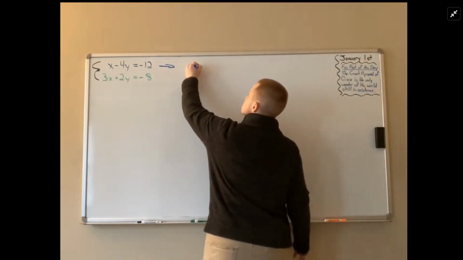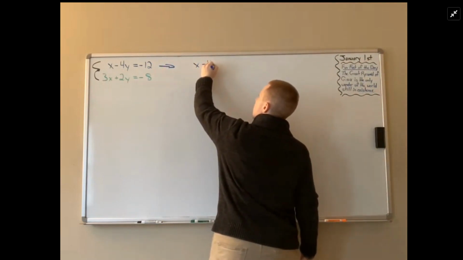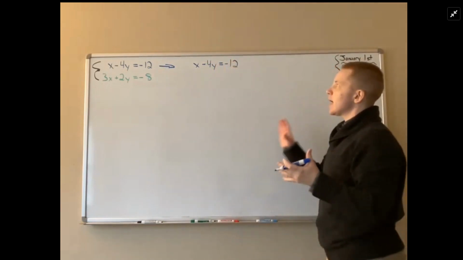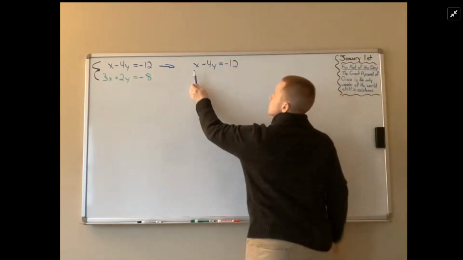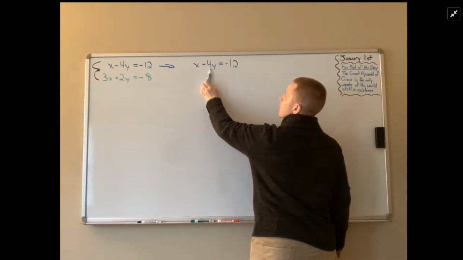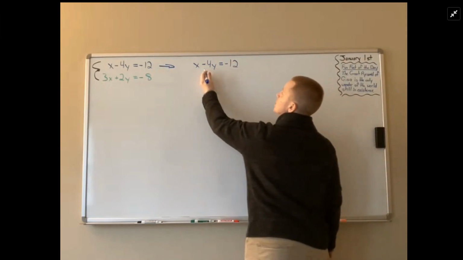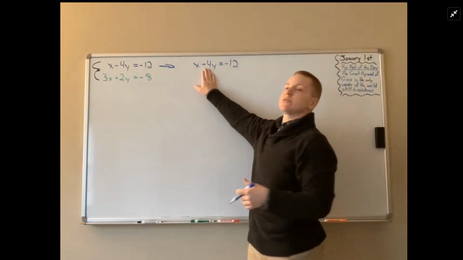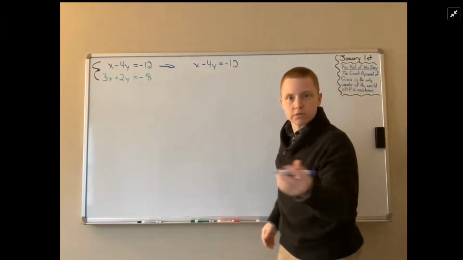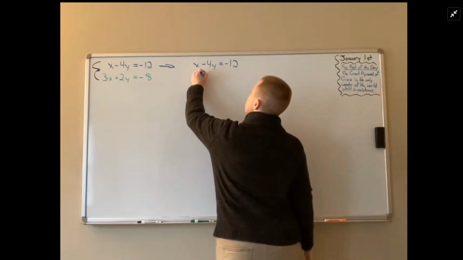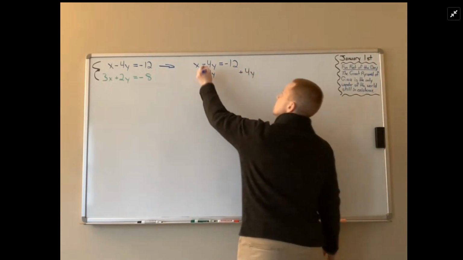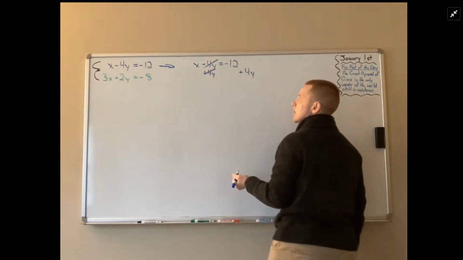We have x minus 4y equals negative 12. Okay, so to get x by itself, we need to move the negative 4y over to the other side. So we need to do the opposite operation in order to do that. It's currently subtraction, so the opposite operation is addition. Okay, so we're going to add 4y to both sides. Okay, so those will cancel out.